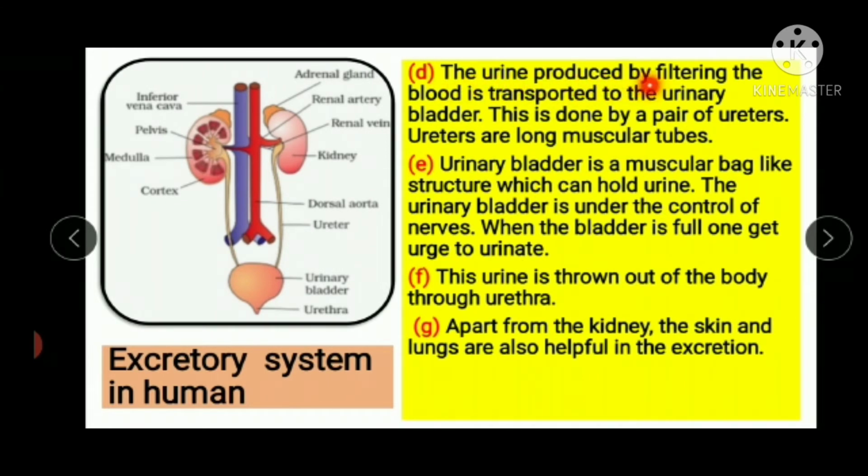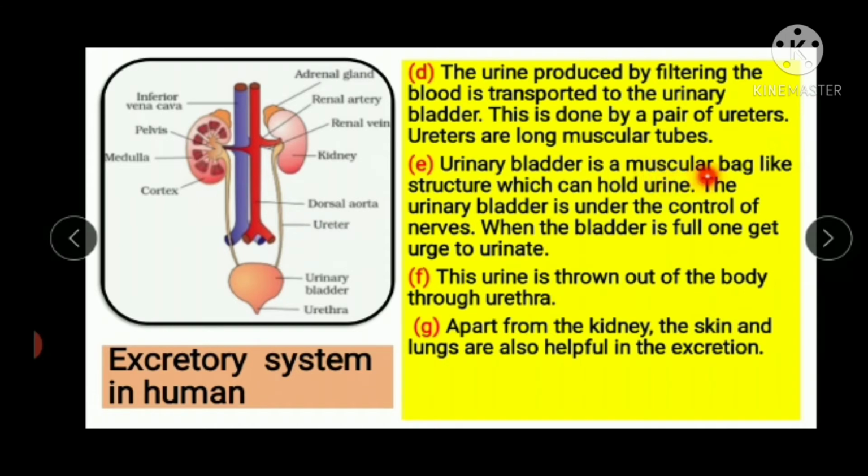The urine produced by filtering the blood is transported to the urinary bladder. This is done by a pair of ureters. Ureters are long muscular tubes. Whatever urine is formed in these two kidneys is carried by these two long ducts, and these two long ducts are called ureters.